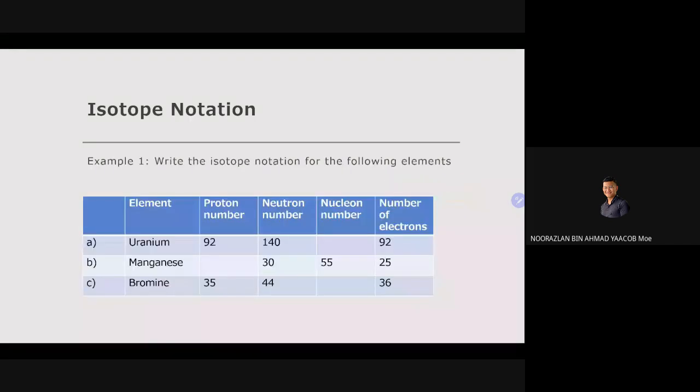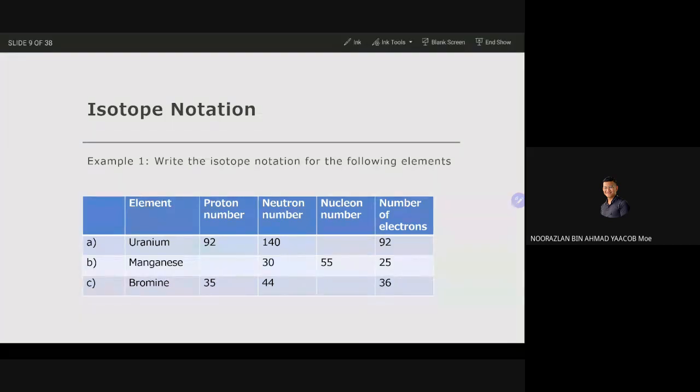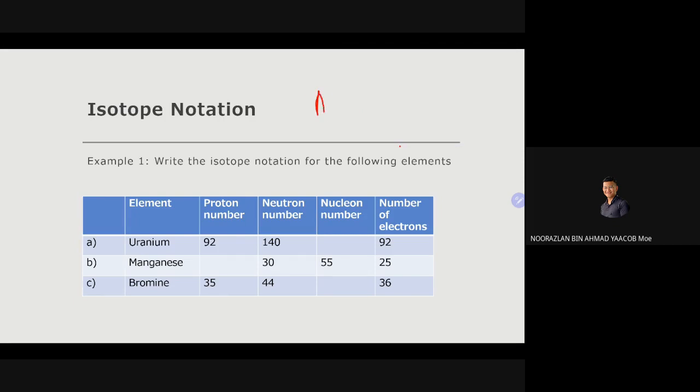So, example 1. Write isotope notation for the following elements. Okay. All right. So I think, generally speaking, from what I have explained, you should be able to do this. I want you to try to do this right now. I give you 5 minutes to try. So please answer this. Saya tulis balik dekat sini untuk reminder.